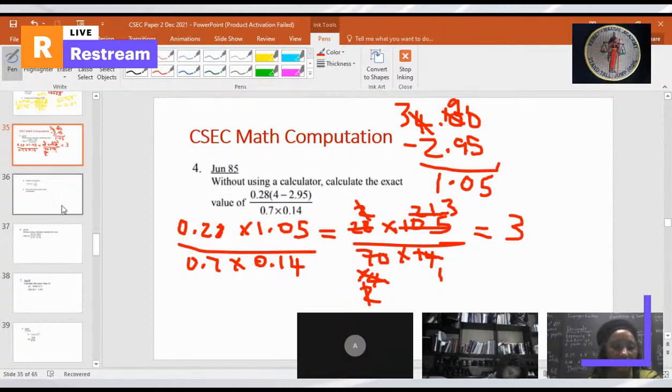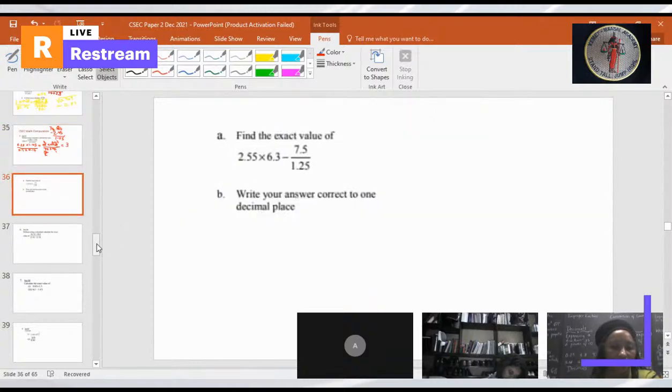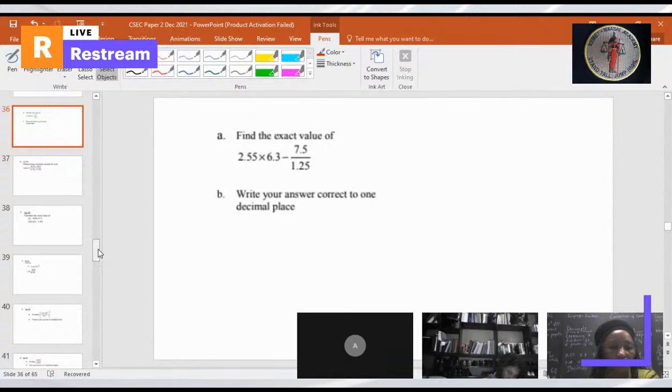All right. Okay, so Amari, find the exact value of 2.55 times 6.3 minus 7.5 over 1.25.